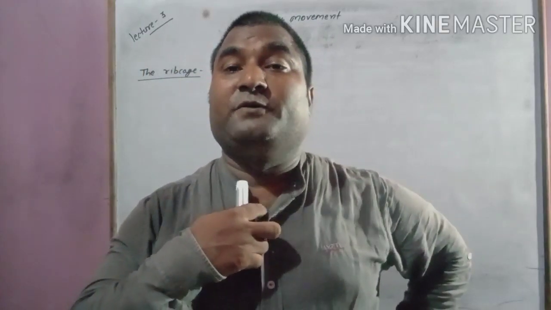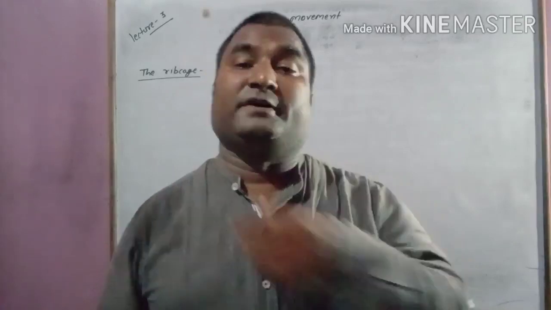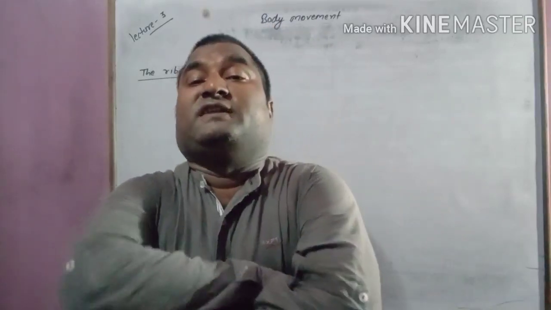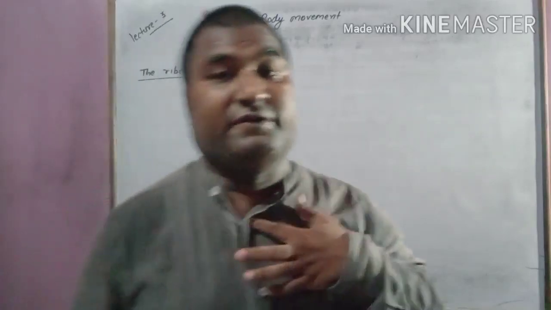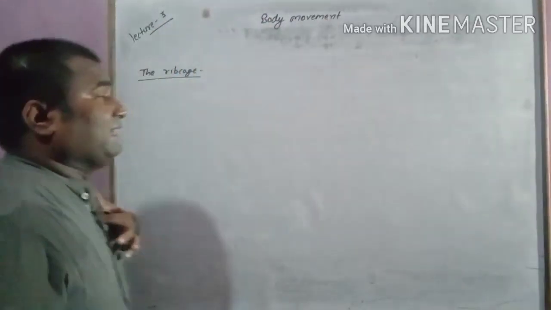This is the third video lecture of the chapter Body Movement. In the last video, we saw the skull and the backbone. In today's video, we are going to see the rib cage and the limbs.